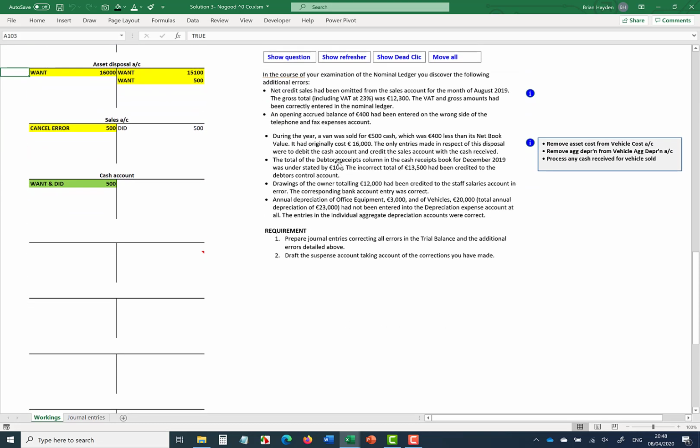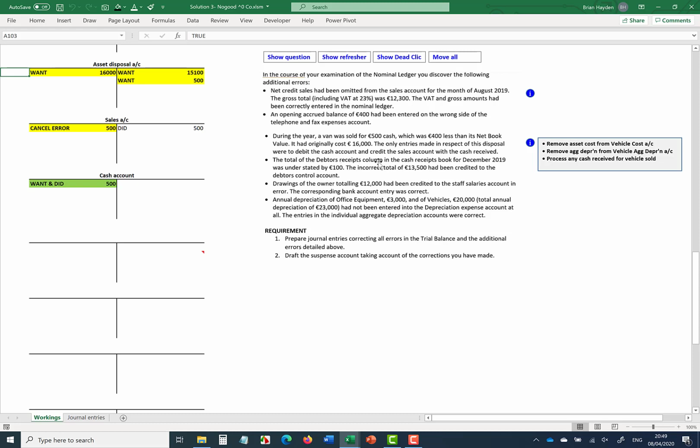Okay, so the next one then, the total of the debtors receipts column in the cash receipts book for December 2019 was understated by €100. So they added it up incorrectly. The value that they wrote in was €100 too small. The incorrect total of 13,500 had been credited to the debtors control account.